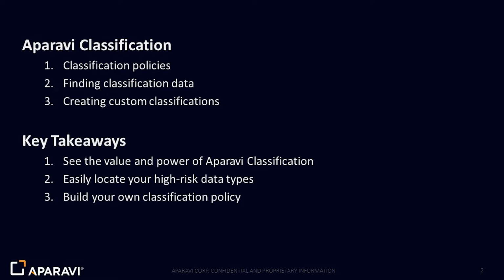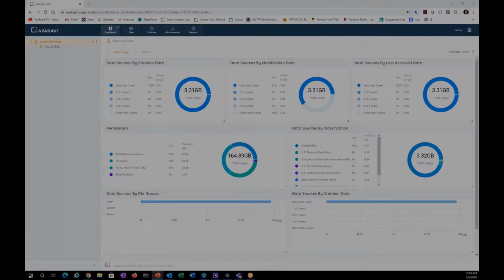So we're going to see the value and power of the Aparavi classification engine. It is the most comprehensive, advanced classification tool you're ever going to see. It's going to easily help you locate your high-risk data types, and obviously, if the need arises to build your own classification policy, we make that very simple for you as well. So let's take a look at the classification engine today.